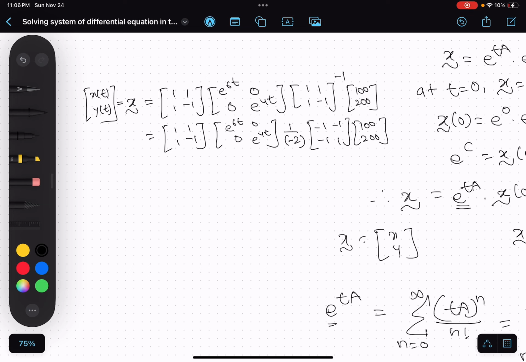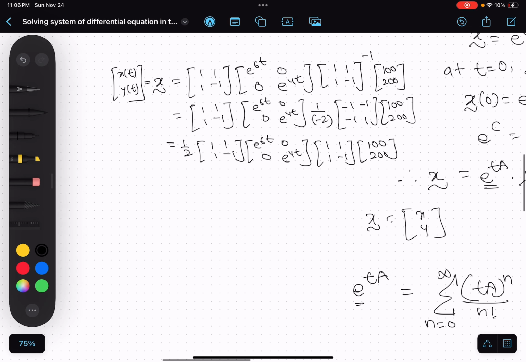Now again I will just write it as half so that I can use the negative sign to multiply that matrix e to the power 60, 0, 0, e to the power 40. So this will just become 1, 1, 1, minus 1, 100, 200, right? Okay, now this will be half of 1, 1, 1, minus 1.